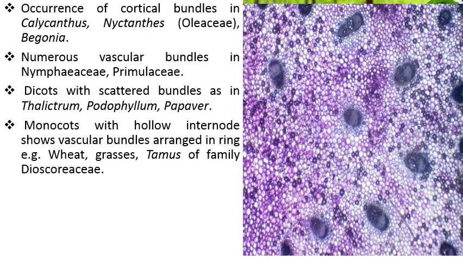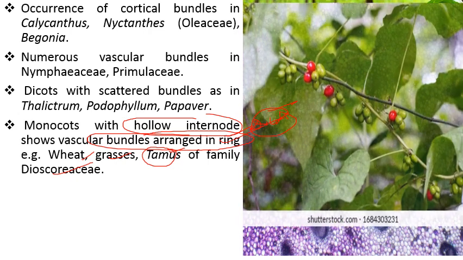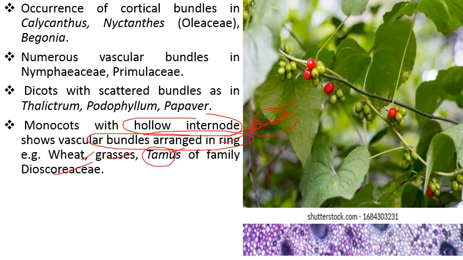Then come monocots with hollow internodes, like wheat, grasses and Tamus, which is a famous monocot example of family Dioscoreaceae. In these, the vascular bundles are arranged in a ring, and vascular bundles in rings are a main feature of dicots. In dicots they are present in a ring, but these are some monocots. So exceptionally, in the hollow internodes of these monocots, vascular bundles are present in the shape of a ring. This is again an anomaly or anomalous growth.